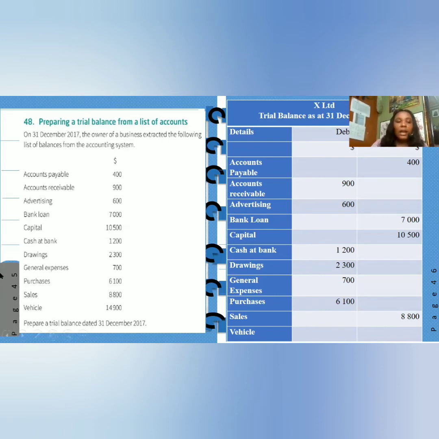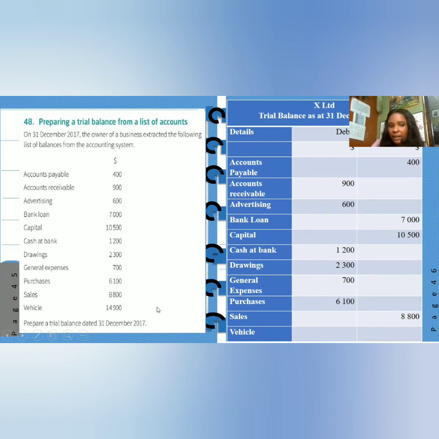Right. Cash at bank, that's our money in the bank. It's an asset, so it goes on the debit side. Your drawings also carry debit balances. It goes on the debit side. General expenses, $700, debit side, because what? Your expenses carry debit balances.